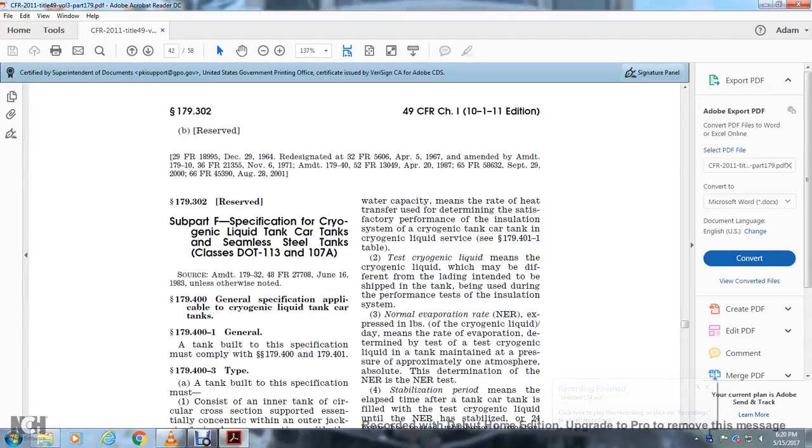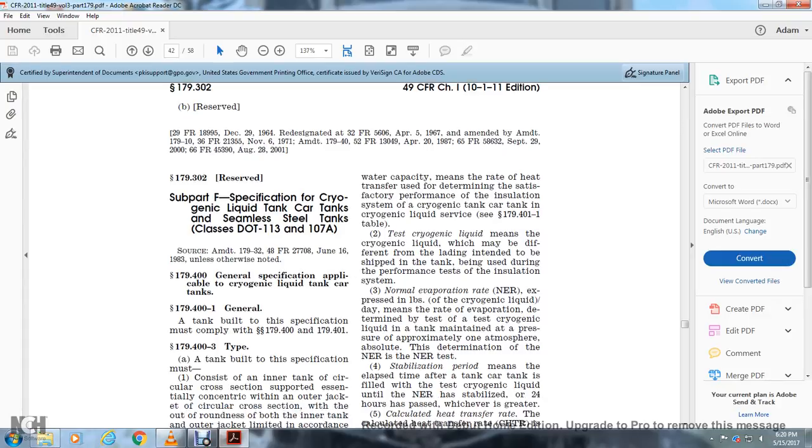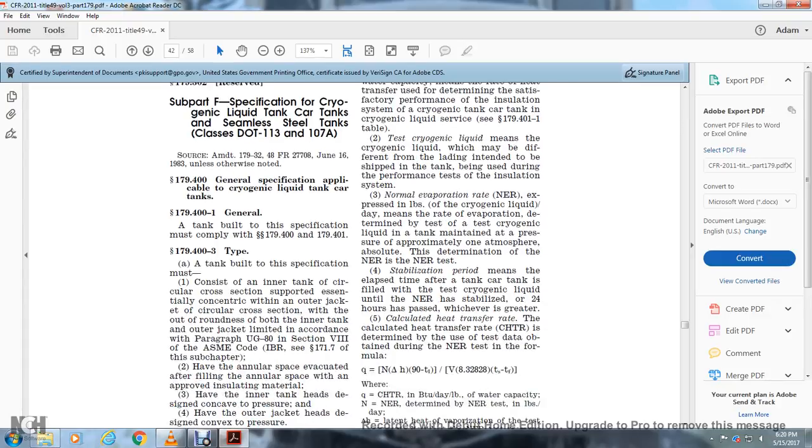Alright, Subpart F, specifically for the cryogenic liquid tank cars, the stainless steel tank for 179.400. The general specification applicable to the cryogenic liquid tank cars, 179.400-1: a tank car built with this specification must comply with 179.400 and section 179.401. Section 179.400-3, the type.